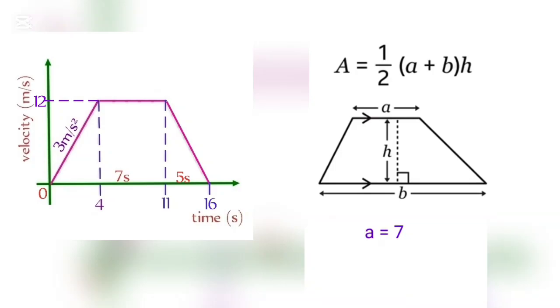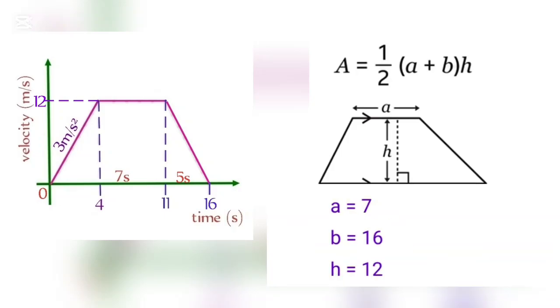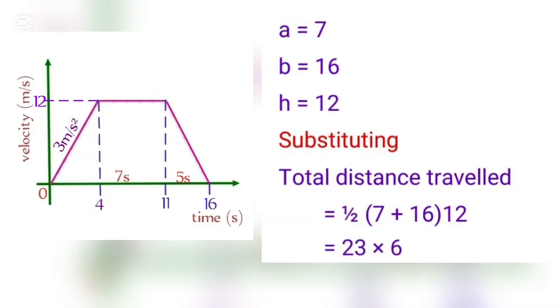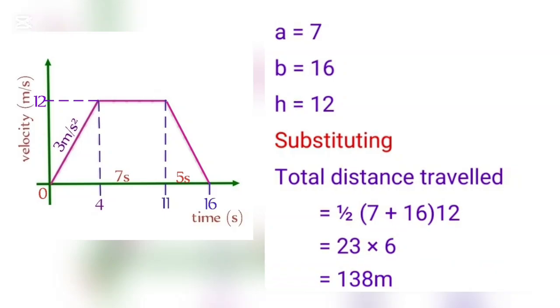Here, a is equal to 7, b is equal to 16, and h is equal to 12. Substituting, total distance traveled is equal to half (7 plus 16) times 12. Simplifying, 23 times 6. Total distance traveled is equal to 138 meters.